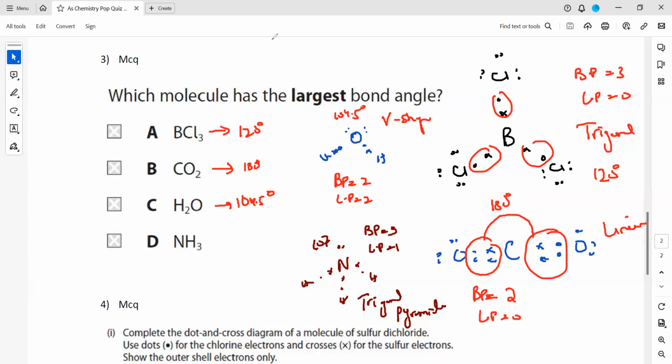So the question was which has the largest bond angle. The linear structure will have the largest bond angle, which is 180, sorry, not 120. So you have to draw the structure and check which structure decides the bond angle. Linear structure has the maximum bond angle.